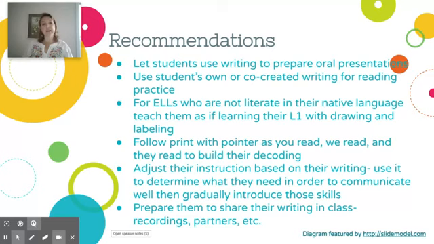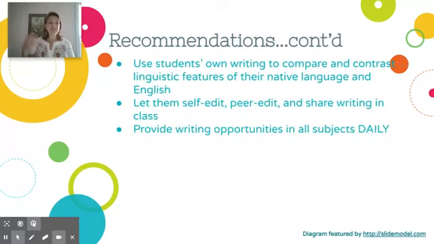Use students' own writing to compare and contrast linguistic features of their native language and their English. What's different? What do you notice? Why is English this way? Why is Spanish this way? Let them self-edit. Let them peer edit. Share their writing in class. Provide writing opportunities every day in all subjects, and advocate for that with your other teachers.